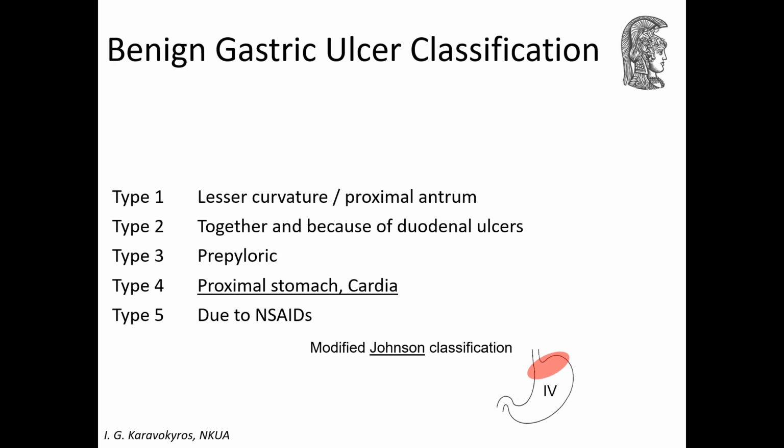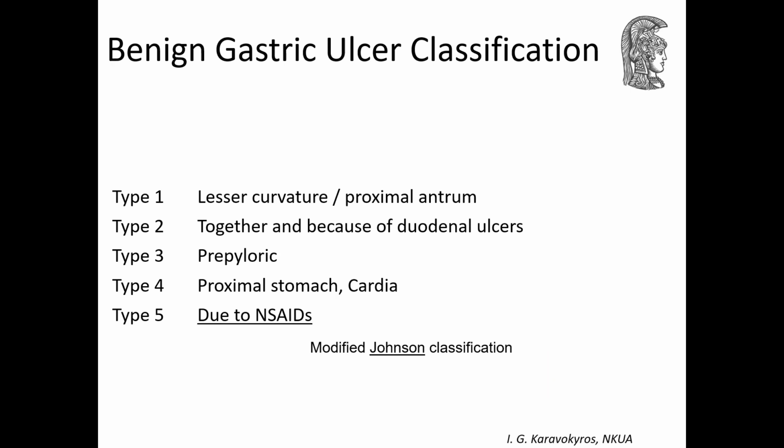They are usually due to underlying conditions. For example, Cameron's ulcers are in the cardia and are due to a hiatal hernia whose ring exerts chronic pressure on the prolapsed stomach. Type 5 ulcers are those that are due to nonsteroid anti-inflammatory drugs.